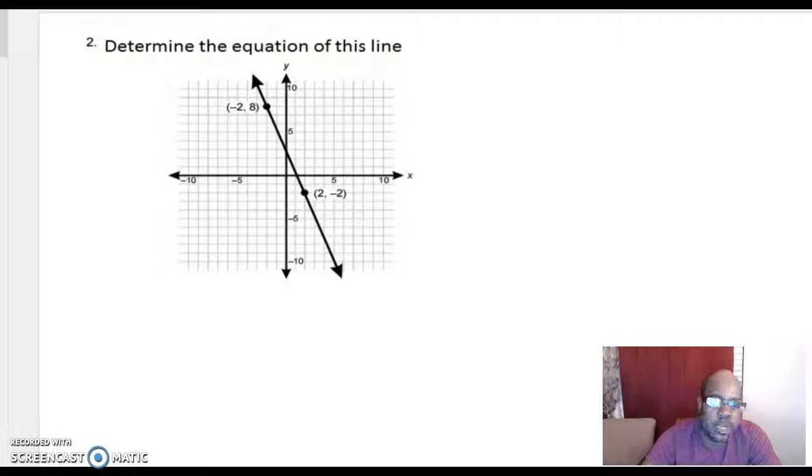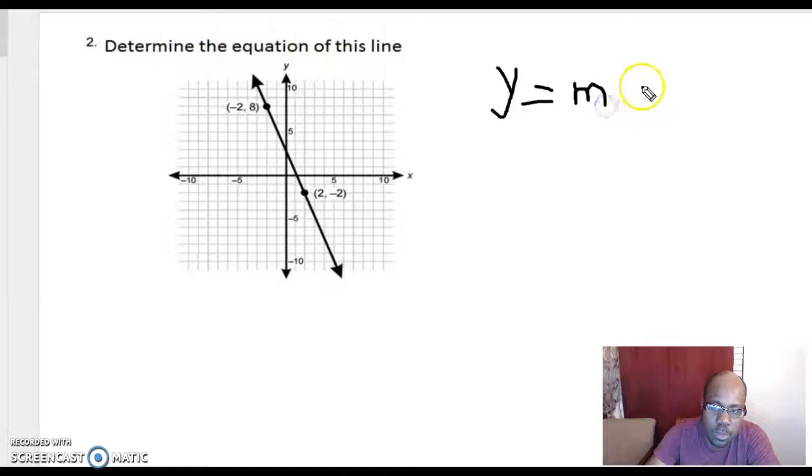Okay, guys, we got this exercise, and our job is to find the equation of this line. So we got the graph. They give us the graph with 2 points. Let's remember the linear expression of a line. The equation of a line is generally written like this: y equals mx plus b.